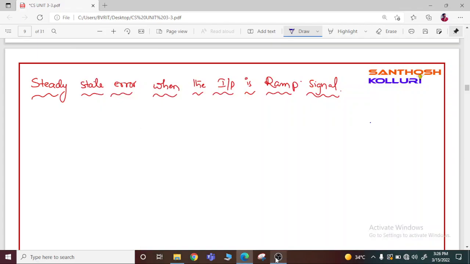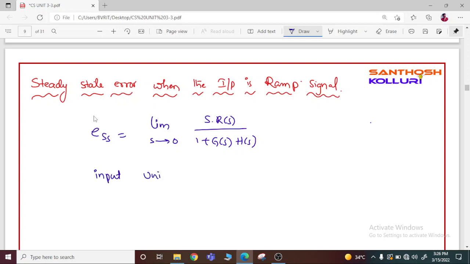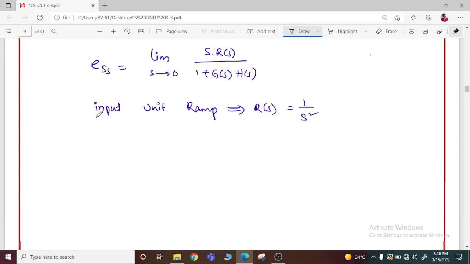The steady state error when the input is a unit ramp signal. We know the steady state error formula: limit s tends to 0, s into R of s by 1 plus G of s into H of s. Since the input is a unit ramp signal, R of s is equal to 1 by s square. So ESS can be written as limit s tends to 0, s into 1 by s square divided by 1 plus G of s into H of s.